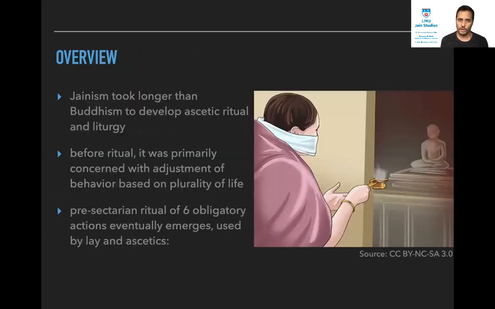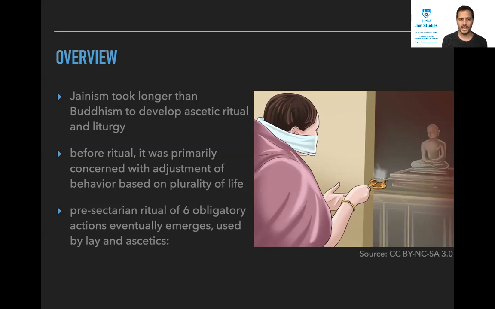Just to begin with an overview, as we always do, Jainism, as Paul Dundas notes, took longer than Buddhism to develop an ascetic ritual and liturgy. Within the Hindu and Buddhist traditions, these ritual and liturgical practices, these daily rituals, such as the one that you see on the right in the illustration, were a normal thing within Hinduism and also in Buddhism. Jainism, however, took longer to develop these practices, but eventually did following Hinduism and Buddhism.